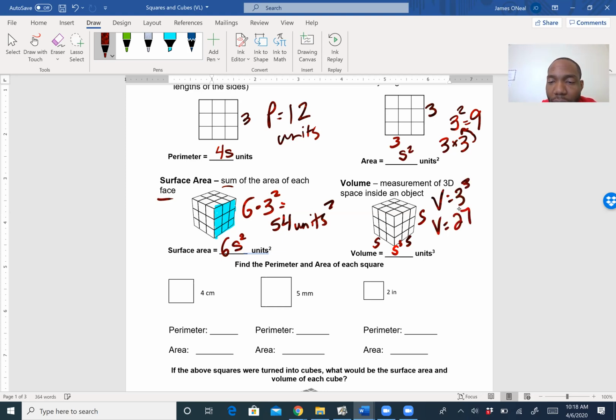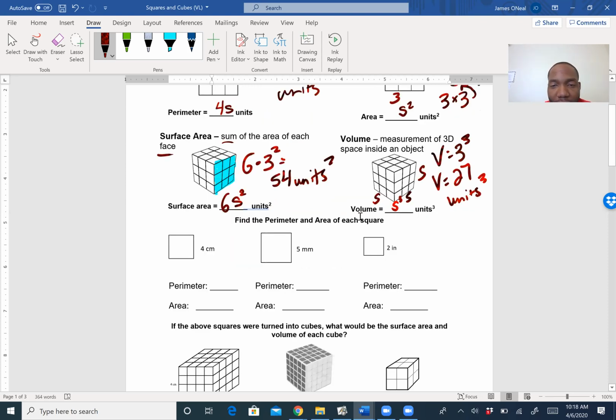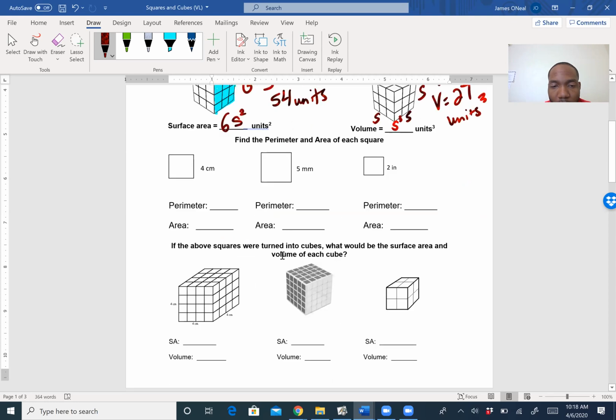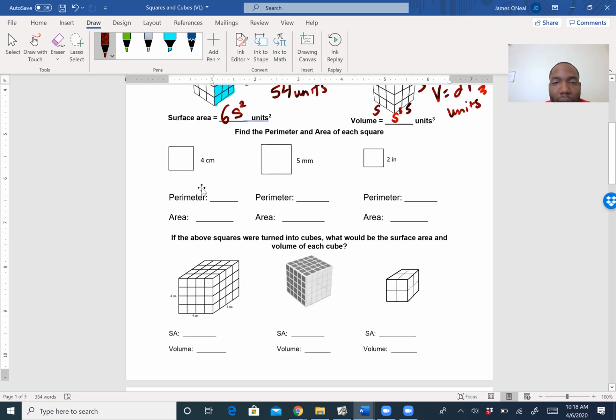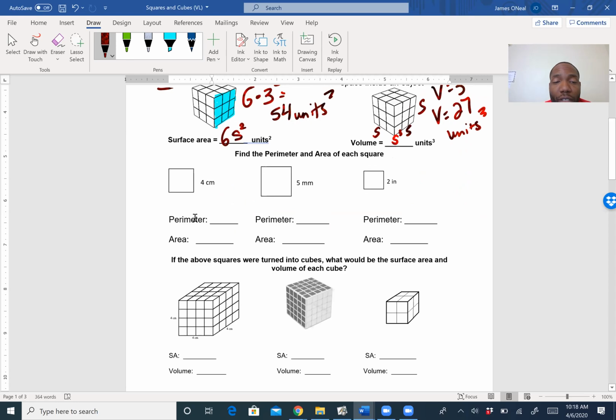27 units cubed. And it's cubed because it's 3-dimensional. All right, it says find the area of each square. So find the perimeter and area of each square. The perimeter formula is 4 times the side. The area formula is the side squared.